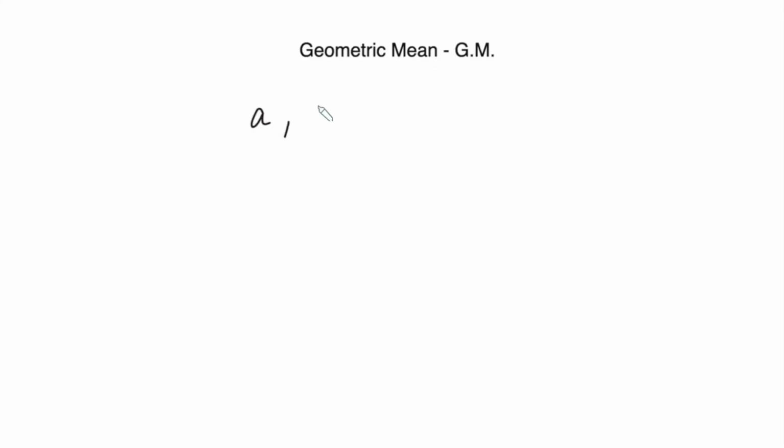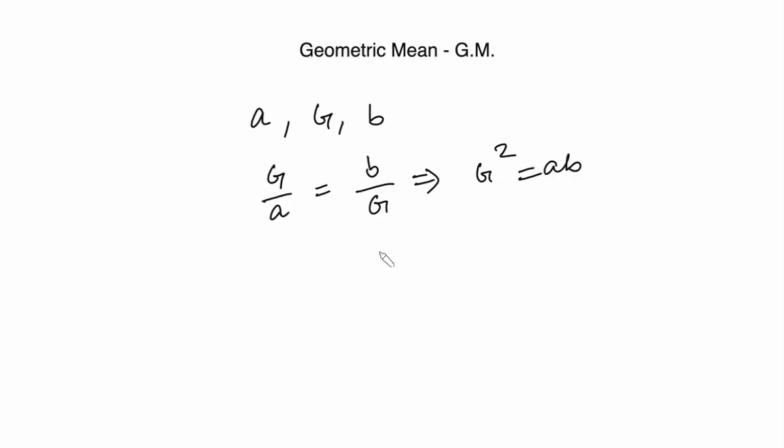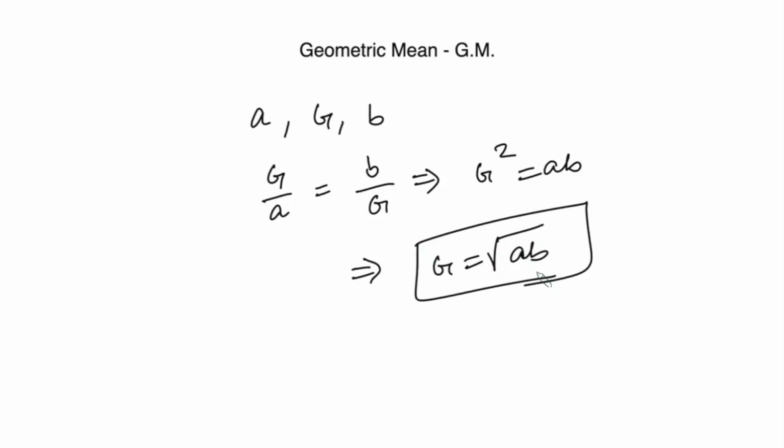Let A, G, and B be three terms in GP. As they are in GP, the common ratio of the second and the first term should be the same as the ratio of the third term to the second term. And from here, we can say that G square is equal to AB, or G is equal to square root AB. Here, G is known as the geometric mean between A and B.